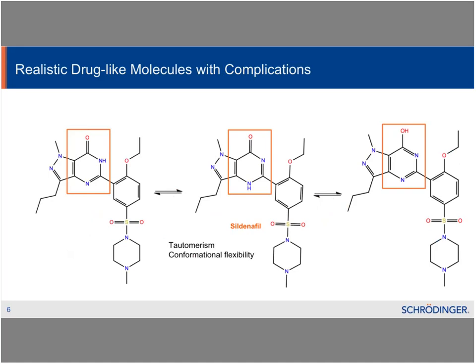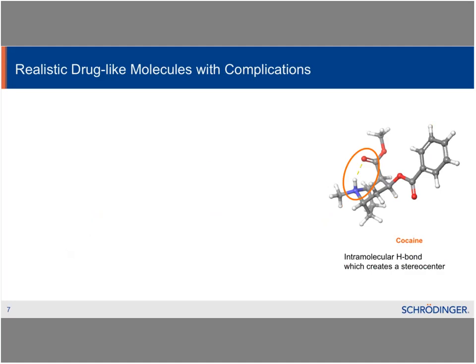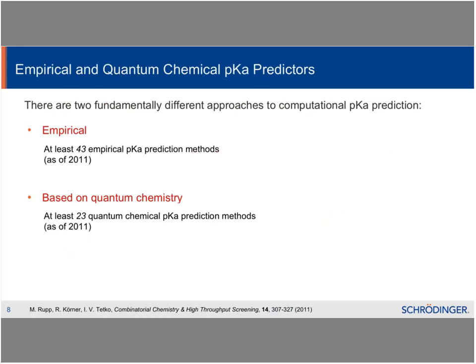There is a drug, sildenafil, which contains a heterocycle in its core, which is prone to tautomerism. And of course, there are lots of rotatable bonds, and this promises conformational flexibility. Finally, there is cocaine, which contains an intramolecular hydrogen bond that creates a stereocenter, and it creates special complications, which I will mention later in the presentation. Okay, these were some examples of complicated molecules.